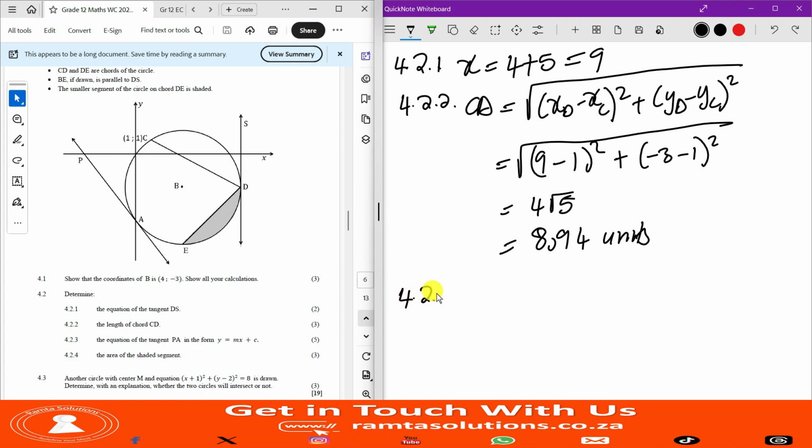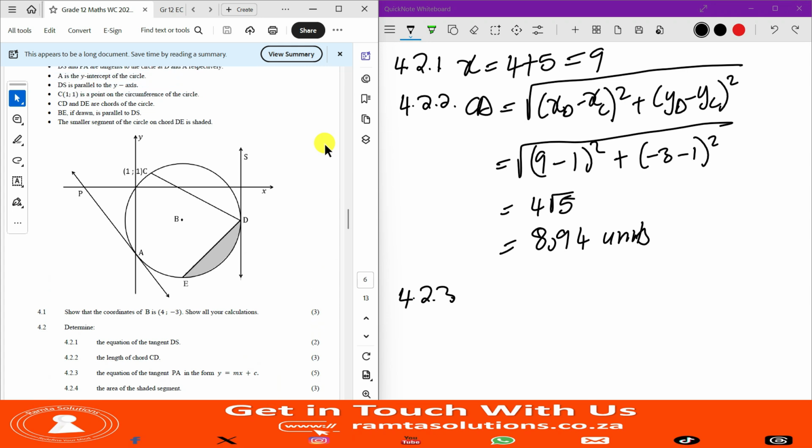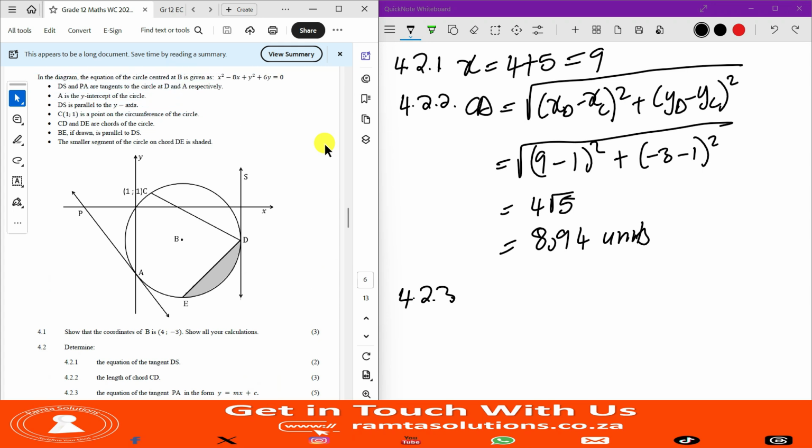4.2.3: determine the equation of the tangent PA in the form y equals mx plus c. Did you guys get that? In the form y equals mx plus c. So what do we need here? We need to know what the coordinates of A are. Were they given to us? They were not.